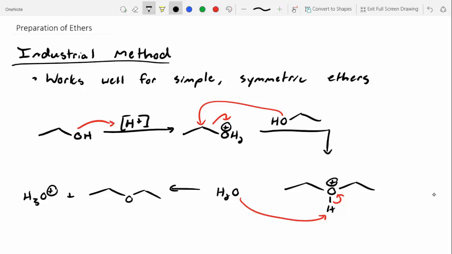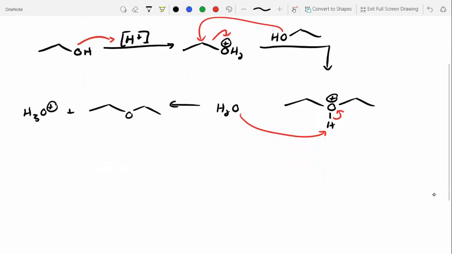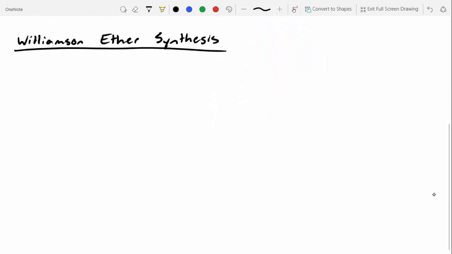So let's take a look at the method that's used for more complicated ethers. And this is called the Williamson ether synthesis. This is a reaction you guys know without knowing it yet. Let's say we've got this alcohol, and I treat it with sodium hydride. What will happen?